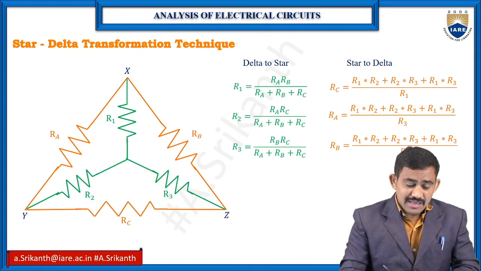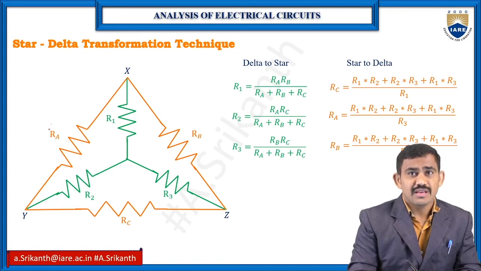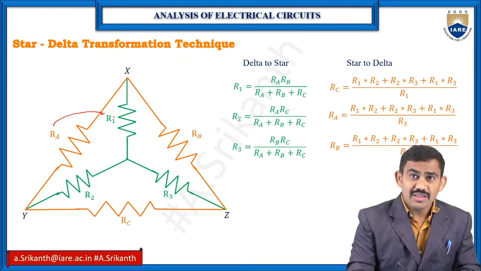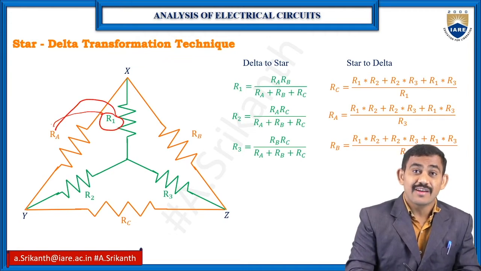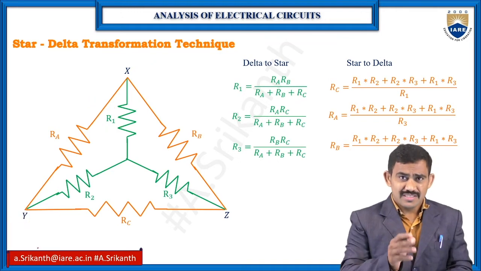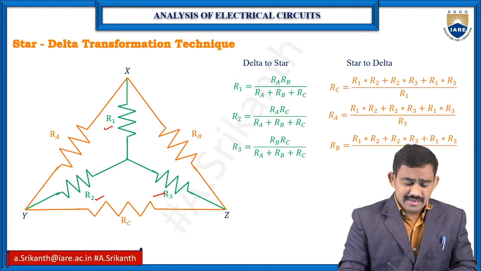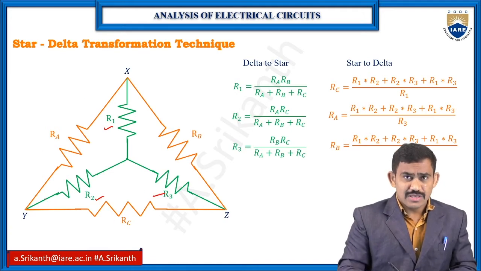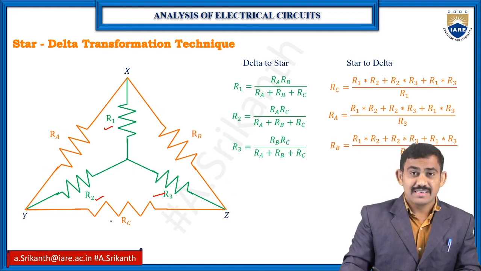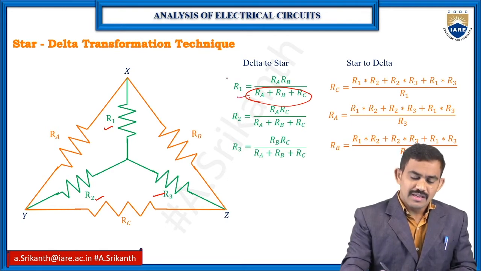Coming to star to delta. If I know the delta values, I can find out the star values. If I know the star values, I need to find out the delta values also. So for this I have logic also. Just check it now. I know the R1, R2, R3 values. In delta position we have RA, RB, RC. So consider one loop. They are connected in series. Series means this is the formula. So in series we have the R1. So we know the delta to star.